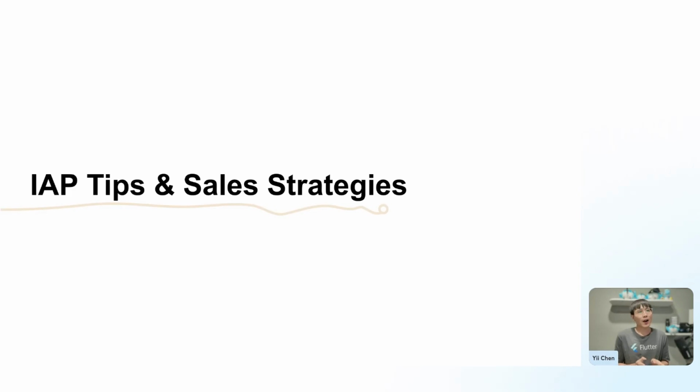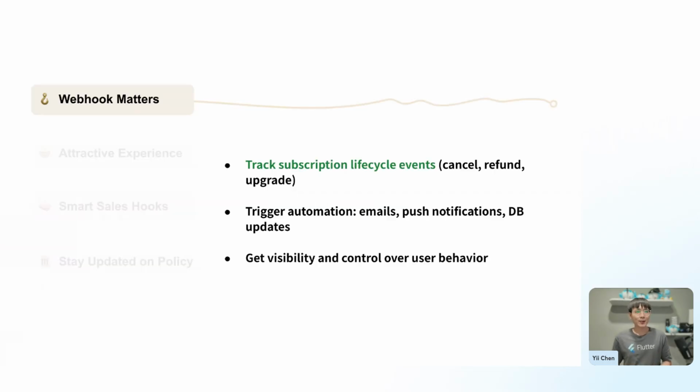Finally, here are a few proven IAP tips and strategies to boost your sales. Let me share them with you. Webhook is your secret weapon for understanding user behavior. If a user cancels a subscription, upgrades, or gets refunded, the webhook lets you react instantly to these events. You can automatically send an email, push notification, or update your database when something happens. It brings transparency and better user engagement to your monetization journey.